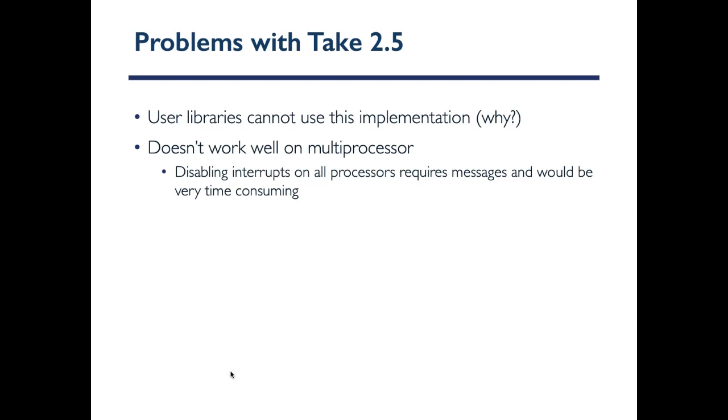Okay, what are the problems with this implementation? The first one is that we still cannot let the user libraries implement their own locks with this method, because this method requires disabling interrupts, and disabling interrupts is a privileged mode instruction that could only be executed by kernel threads and kernel code. So user space libraries cannot really implement mutexes like this. The other problem with it is that it won't work well on multiprocessors. The reason for that is that disabling interrupts would just disable interrupts on one processor, and it would require message passing between different threads.